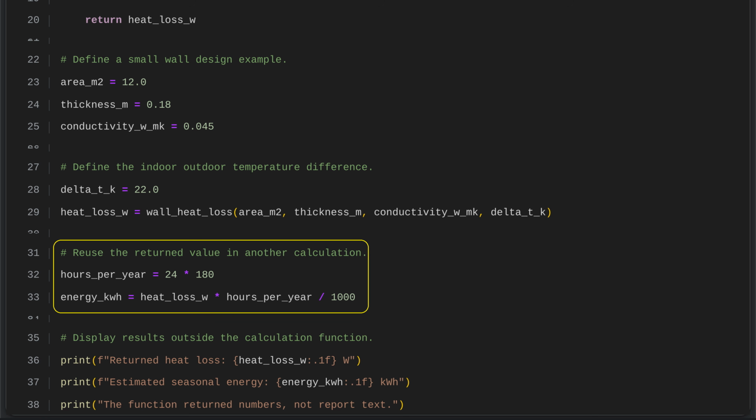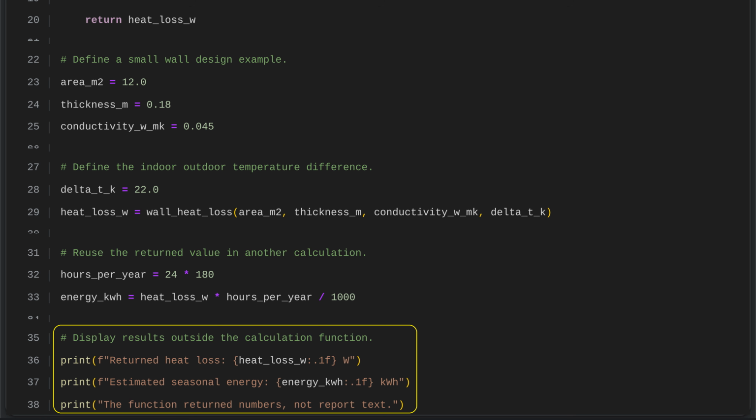To estimate seasonal energy use, first find the total heating hours by using 180 days at 24 hours per day. Then multiply the wall heat loss in watts by those hours and divide by 1,000 to convert watt-hours to kilowatt-hours. This gives the estimated energy consumed over the heating season.